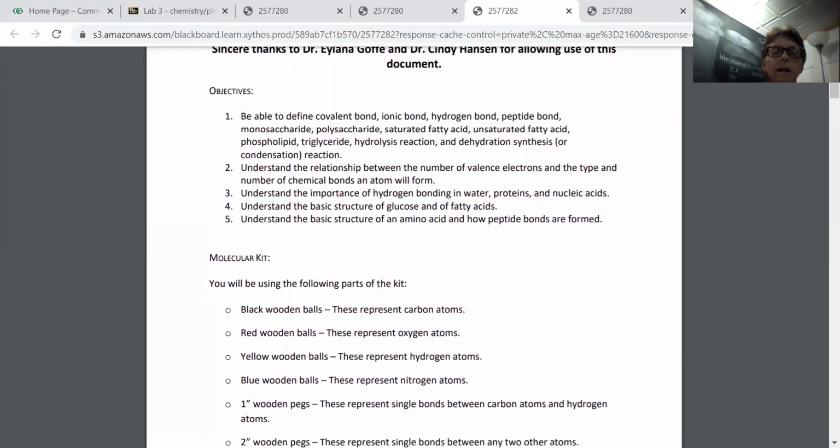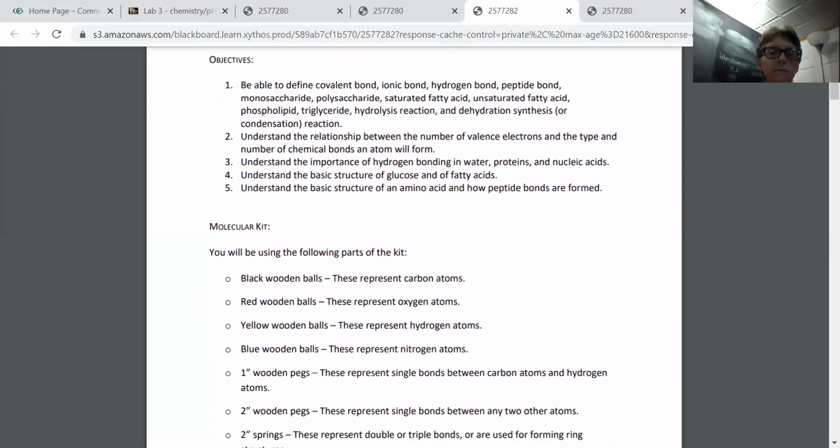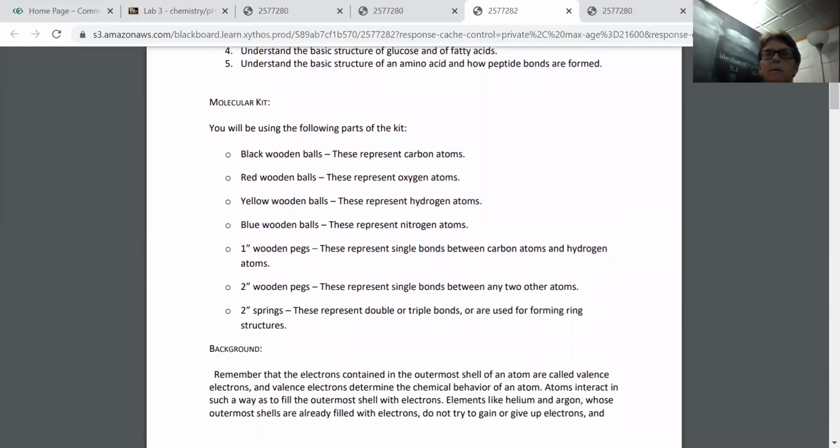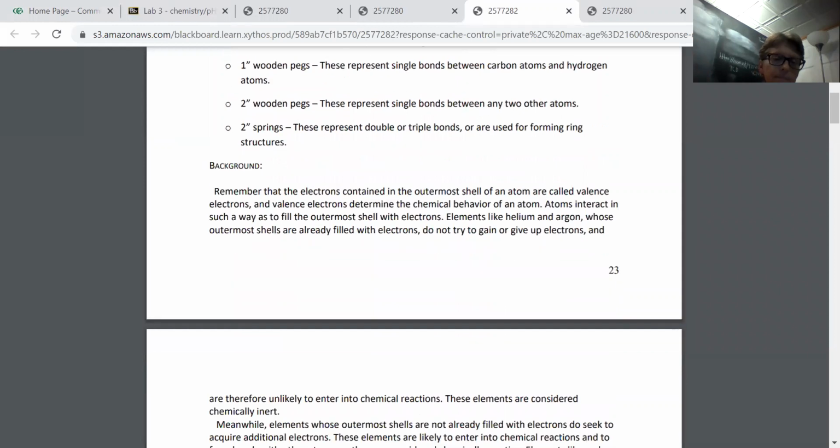This lab, again, review the objectives. It talks about modeling kits. Obviously, we don't have them here, but I will tell you that the black wooden balls, which represent carbon atoms, would have 4 holes in them because the carbon can make 4 bonds, and we'll go over this too. The red balls would have 2 holes because oxygen can make 2 bonds. The yellow balls would have 1 hole because hydrogen can only make 1 bond. And the blue balls, which represent nitrogen, would have 3 holes because they can make 3 bonds.